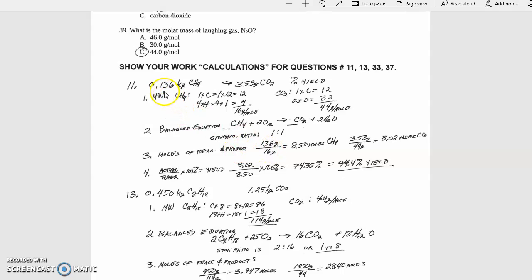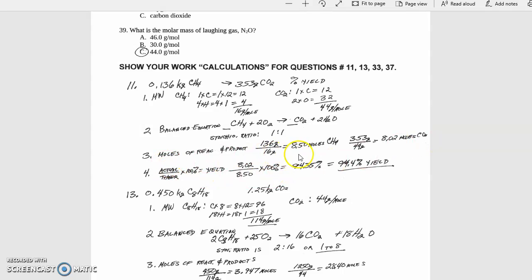So this right here was 136 grams, right? That's the conversion of kilograms to grams. You just move the decimal point over 3 to get it to grams. So that's 136 grams divided by 16 grams per mole. That equals 8.50 moles of methane. For this one, you had 353 grams of carbon dioxide. That's 353 divided by 44, which gives you 8.02 moles of carbon dioxide.